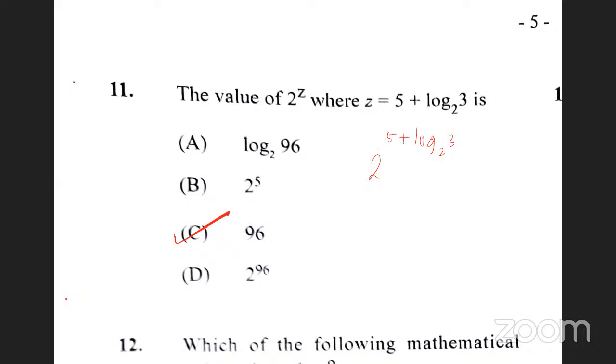Otherwise, with Casio you can put log to the base in. Sharp, I think, can also put in the log to the base there. Straight in the calculator.